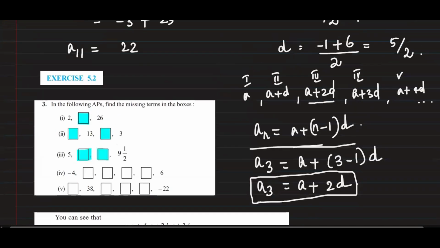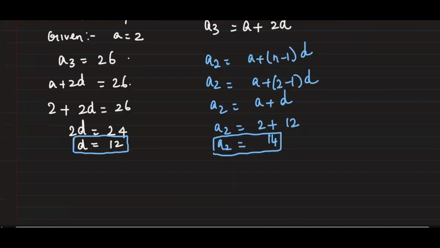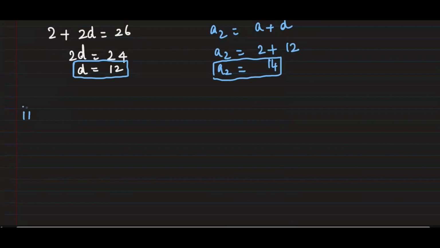basically the first term is missing, then 13, then the third term is missing, then again 3. Okay, now question number 2. So question number 2 is: first term is missing, comma, then we have the second term as 13, again the third term is missing, then again here we have got 3. We'll have to find the first and the third term. Okay, now let's write first what is given.